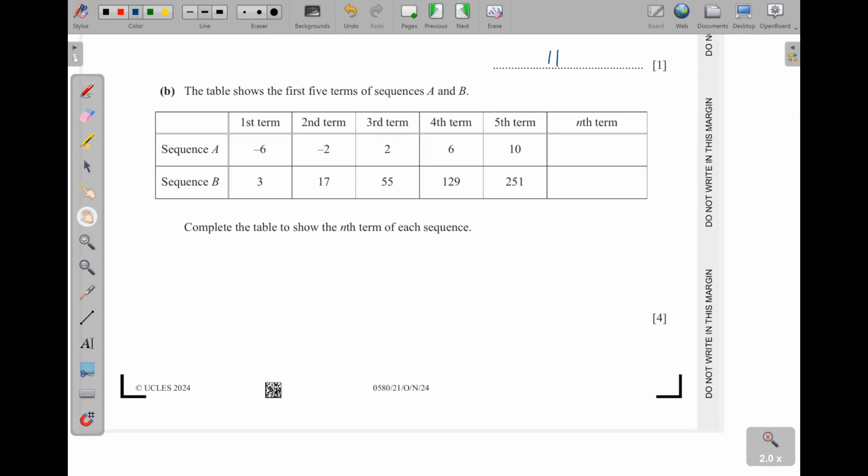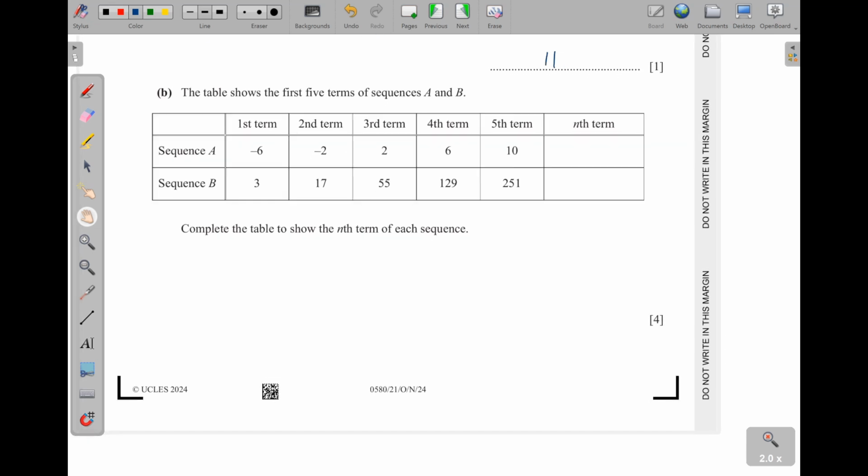Then part B, the table shows the first 5 terms of sequences A and B. Okay, they are given here. Complete the table to show the nth term of each sequence. Now, if you look at sequence A, when you look at this one for A, here they added a 4. Then here they also added a 4. So it's a linear sequence. They added a 4 because it has a common difference.